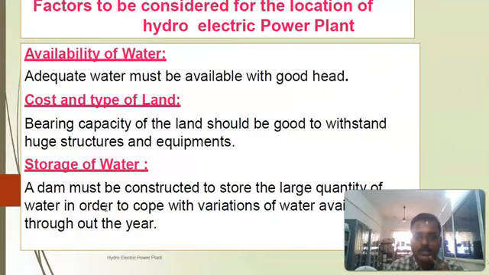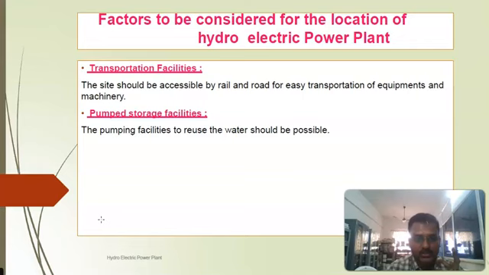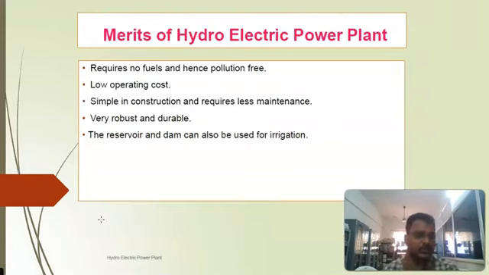The factors to be considered for the location of a hydroelectric power plant: availability of water, as adequate water must be available with good head. Cost and type of land, as the bearing capacity of the land should be good to withstand huge structures and equipment. A dam must be constructed to store a large quantity of water or to cope with variations in water availability. Other factors are transportation facilities and pump storage facility.